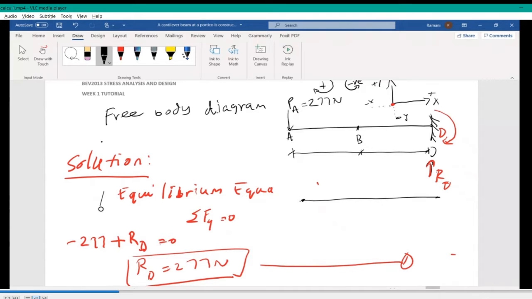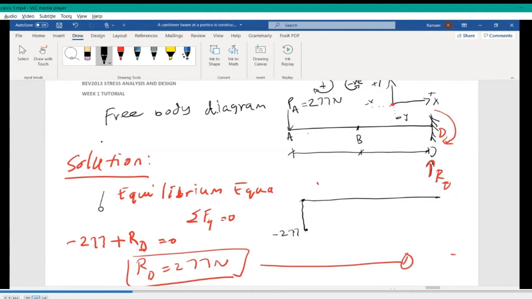277, which is downward, which is negative. So I must go down in the drawing. If it is positive, I go up by sign convention. Since it's negative, I go down until negative 277. So I mark this value, right? Then proceed to B. Is there any change here? Because this force is being distributed, right? Proceed to B. Is there any load here?